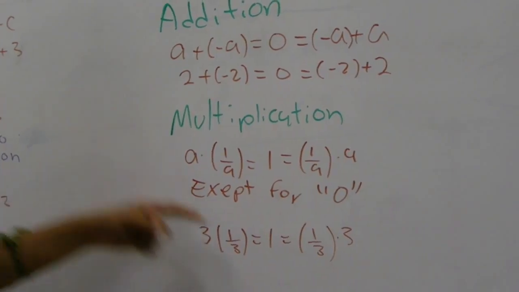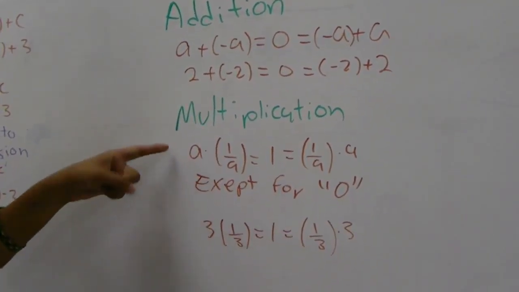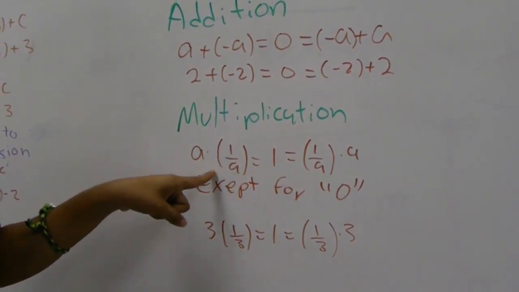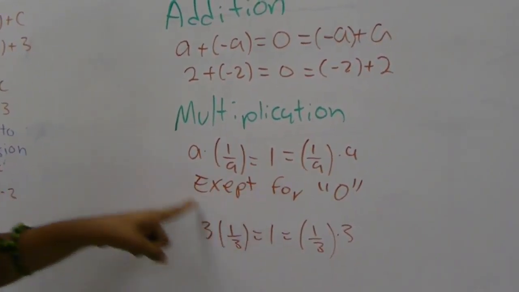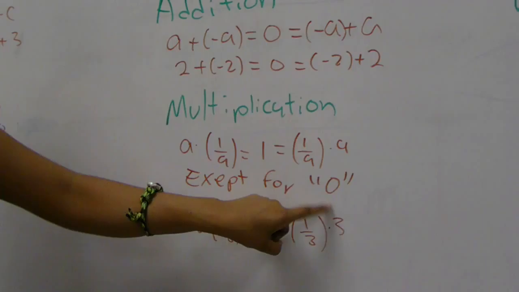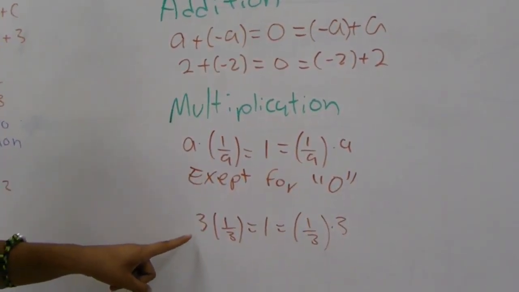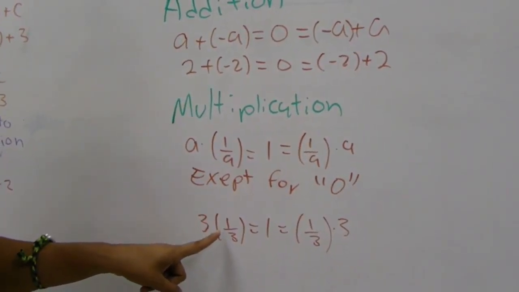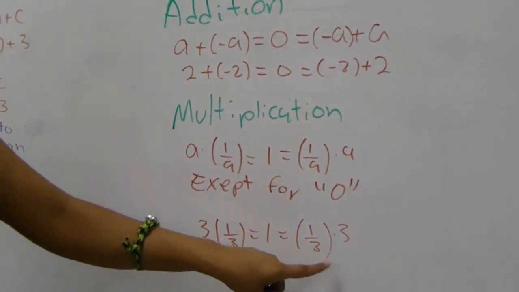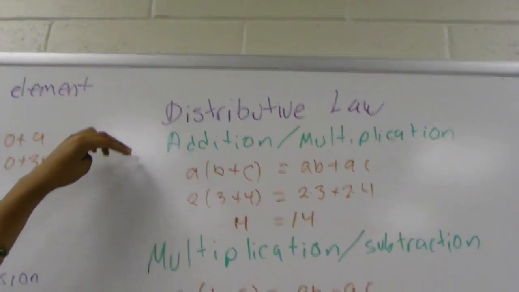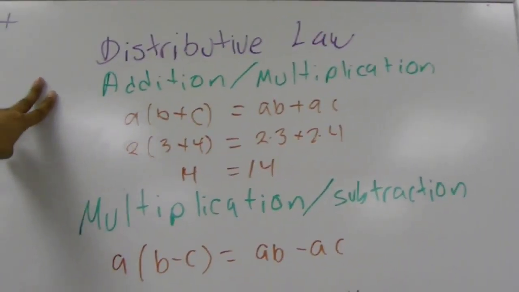In multiplication, we want to get 1, which is the identity element. So A times 1 over A gives us 1, and 1 over A times A also gives us 1. And this is applied to every number except 0. We have 3 times 1 over 3 is equal to 1, and 1 over 3 times 3 is also equal to 1.